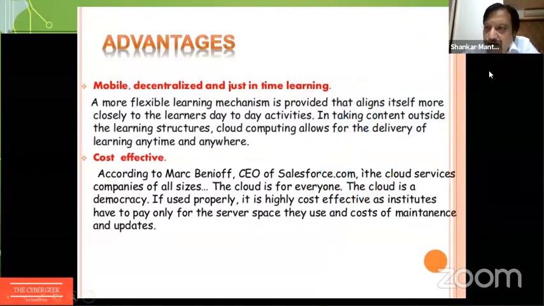I don't become host to a lot of services, spending a lot of money, but I use those services whenever I need them at a cost. So the cost comes down. So it's very cost effective. And Mark Benioff, you must be knowing, CEO of Salesforce, which is a CRM company.